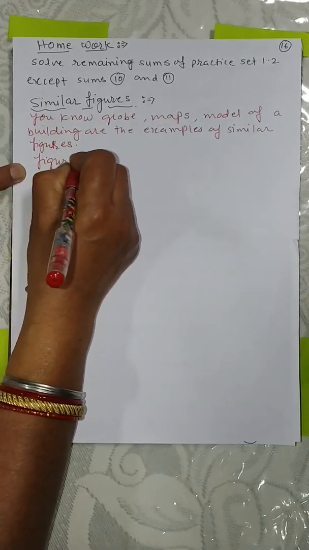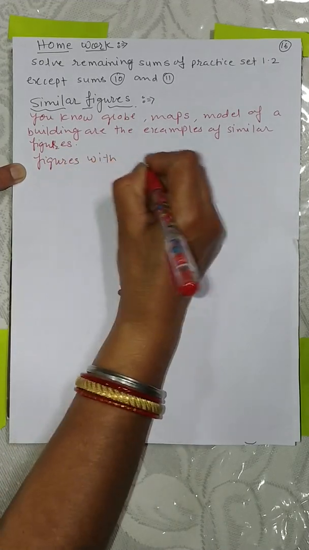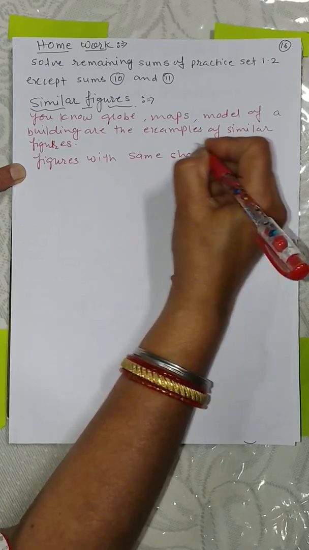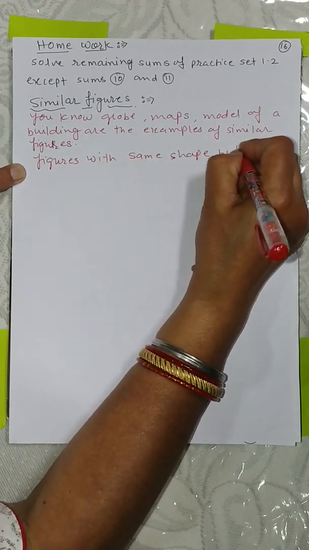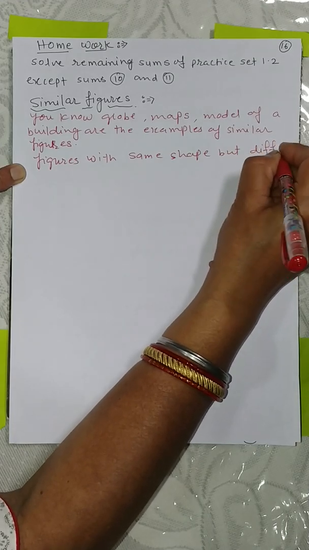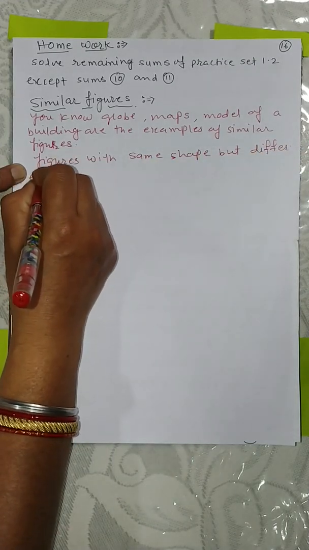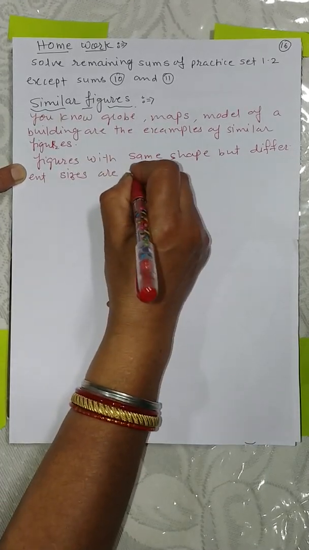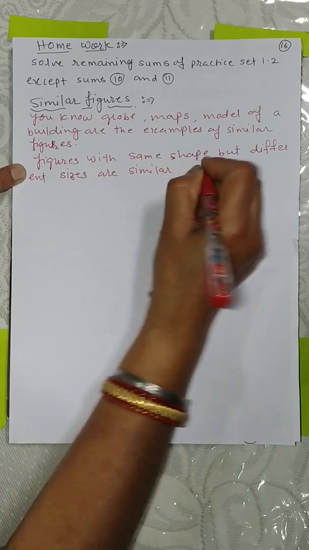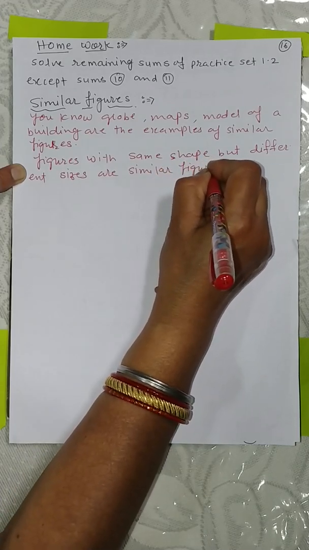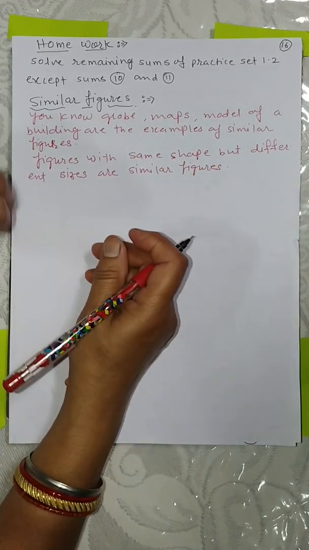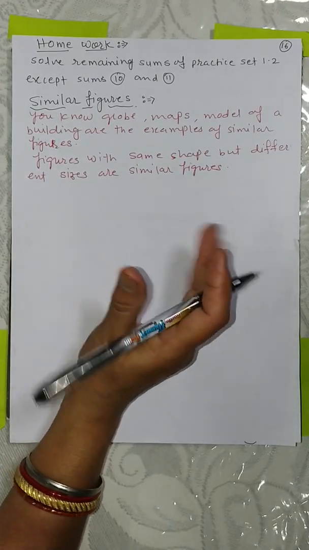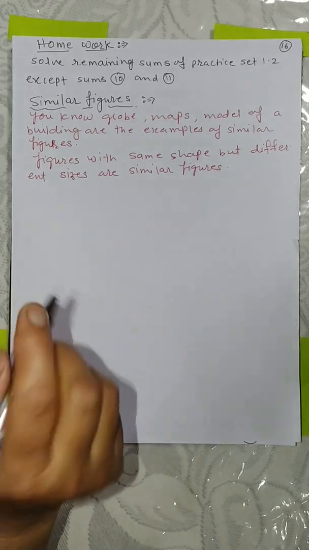Figures with same shape but different size are similar figures. Again, toy car, toy motorcycle, toy plane, all these are the similar figures.